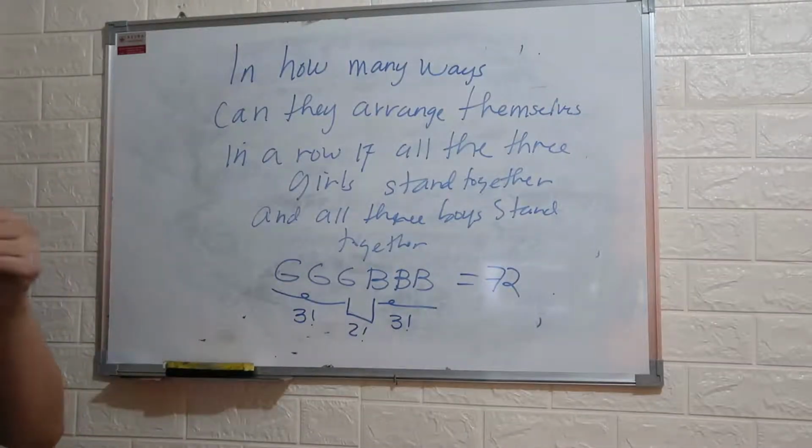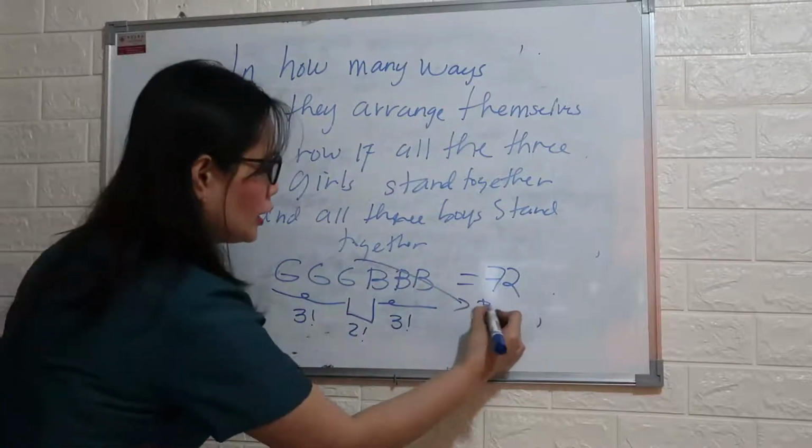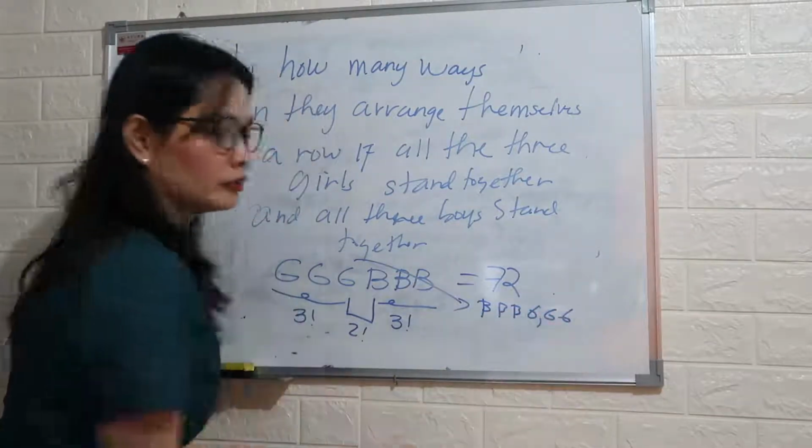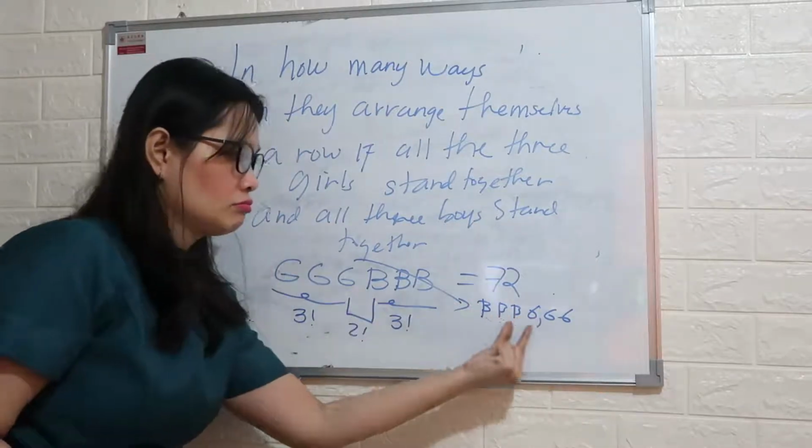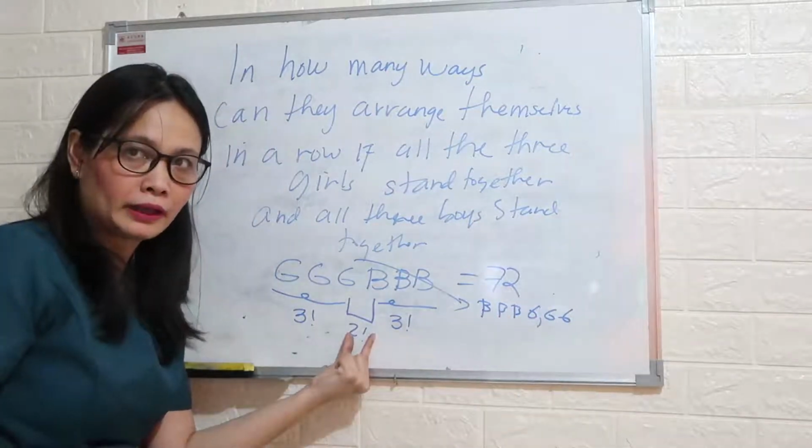Why is it 2 factorial? Because the other arrangement will be boy, boy, boy, girl, girl, girl. So dalawang beses yung gitna. That's why you do have 2 factorial. Okay? And then for the girls, there are 3 factorial.